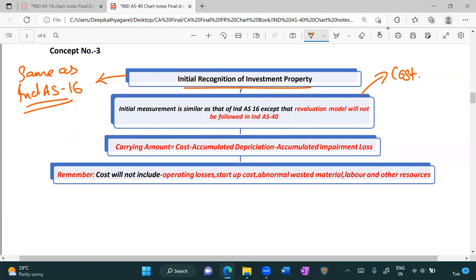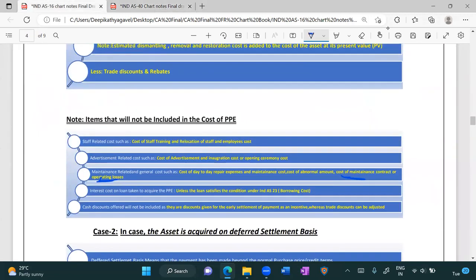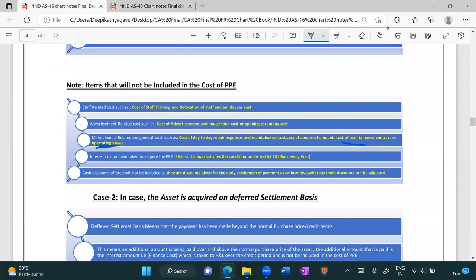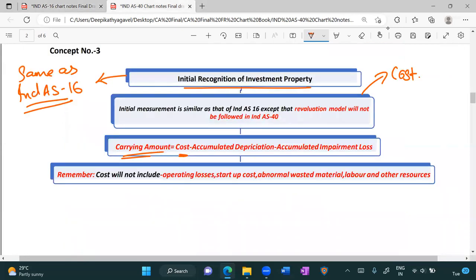So cost is nothing but what? Carrying amount is nothing but what? Your cost less the accumulated depreciation less the accumulated impairment loss. And again, as I told you, this is very much similar to that of IND-AS 16. In IND-AS 16, we would have seen that cost will not include operating losses, it will not include the maintenance cost, and the abnormal amount of material, labor, or overhead wastage will not be included. The same concept applies for IND-AS 40 also. Operating losses, startup cost, abnormal waste of material, labor, and overheads will not be included here as well.